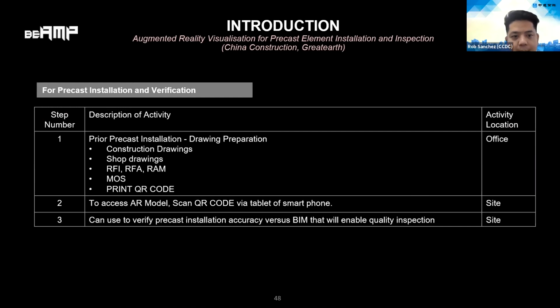Some of the process that we are trying to look at would cover the preparation of the documents, such as the QR codes, into the site office, so that once we go to the site, it is as simple as scanning the QR code and then using your tablet or mobile phone to see the augmented reality model. This can be used to verify the installation on site, or it could also verify the inspection, the quality of the work on site itself.